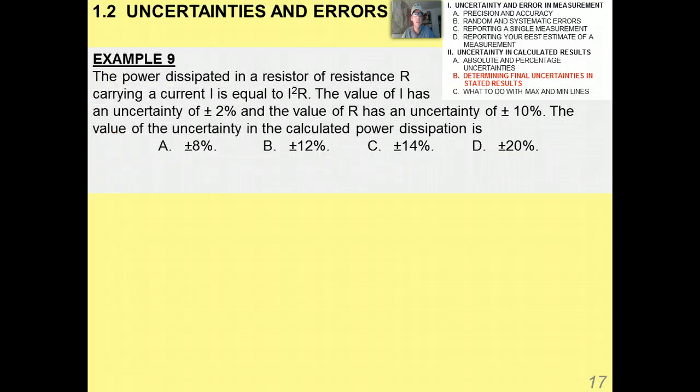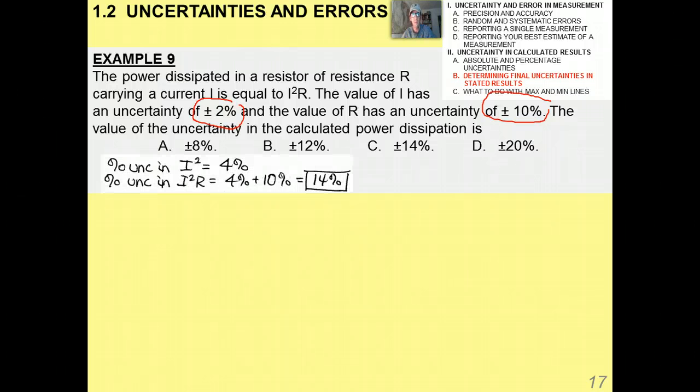Okay, another example, past paper 1 question. Go ahead and try this one. The power dissipated in a resistor of resistance R carrying a current I is equal to I squared R. Interesting. Now you guys haven't learned this yet. The value of I has an uncertainty of plus or minus 2%. The value of R has an uncertainty of 10%. What's the value of the uncertainty in the calculated power dissipation? Well, it's going to be 14%, obviously, and here's why: because you're squaring I, you multiply its percent uncertainty by 2, so you get 14% according to our rules.